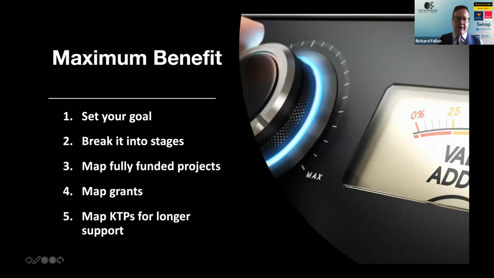So finally, how do you put it all together? Well, this is what I help companies with on a discovery call. Look at what your goal is. Where do you want to get to? You're building a bridge. Go from here to here. Break that down into stages.